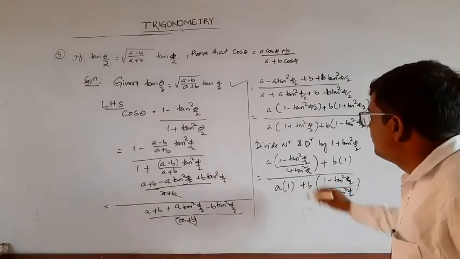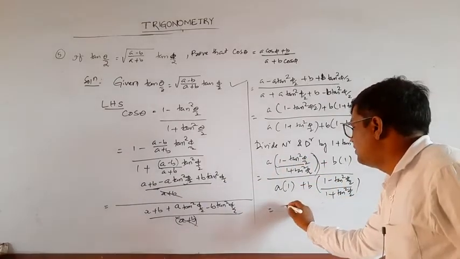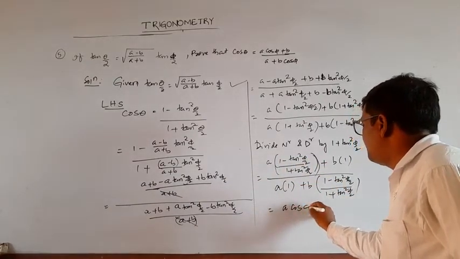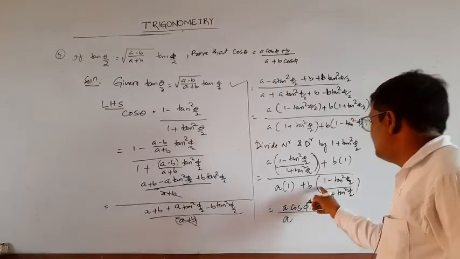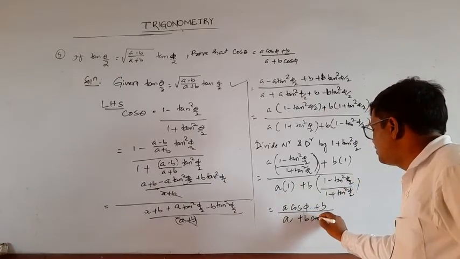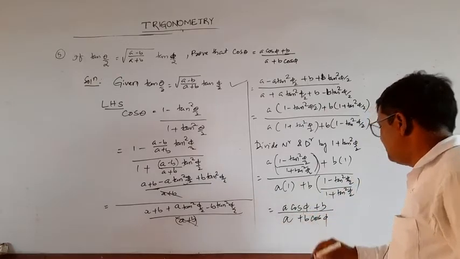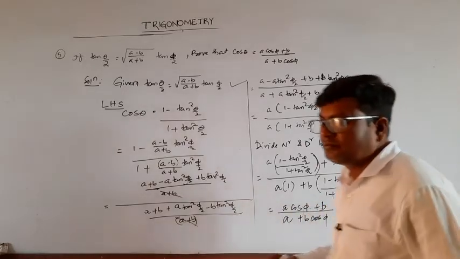So this formula is what? Cos φ. So this is equal to A cos φ plus B divided by, this is A and this is the formula for cos φ, so B cos φ. That is the right hand side.